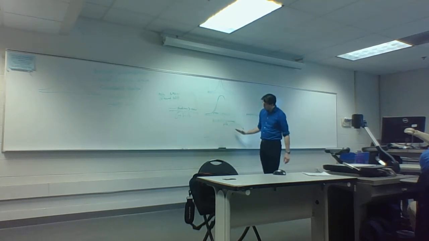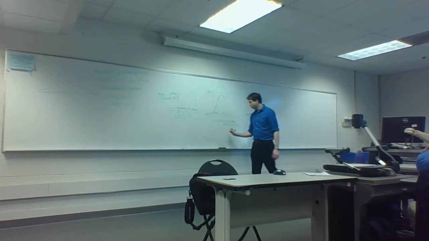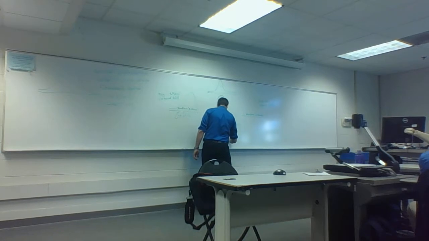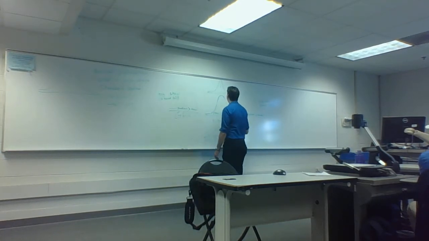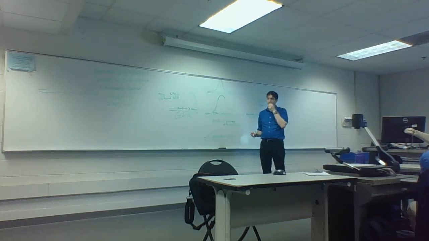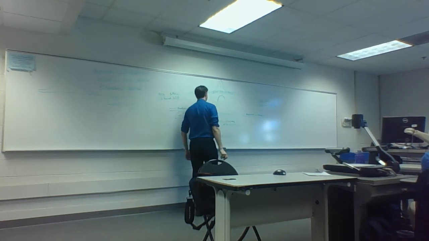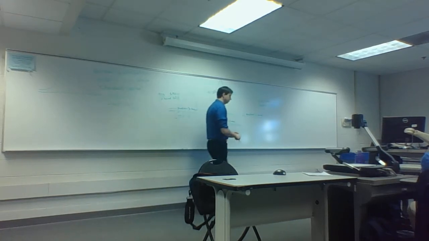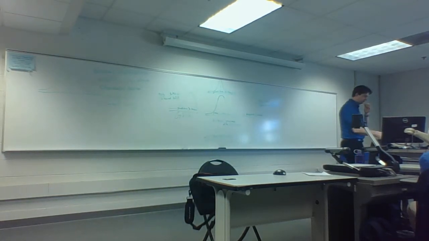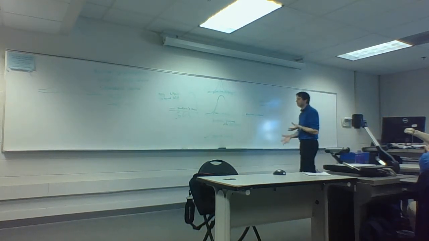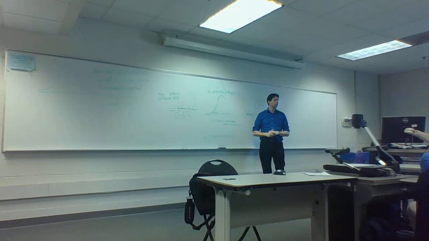This one is flatter than normal, so we call this a negative kurtosis. And this one is sharper than normal. It has a positive kurtosis. What do you think the relationship is between standard deviation and kurtosis?